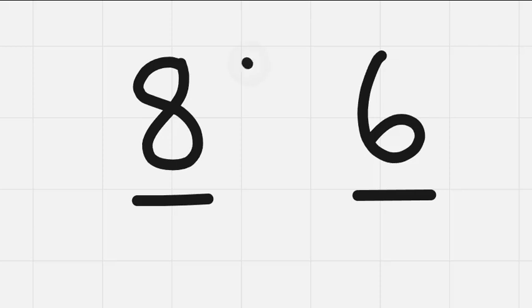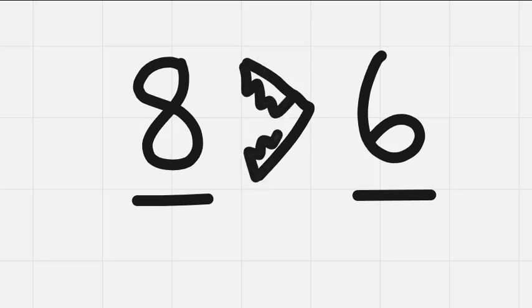The greater than sign looks like this. If you think of it, a greater than sign kind of looks like a mouth. And this mouth, we'll put some teeth on it, will always eat the bigger number. So when you draw a greater than sign, it points to the small number and eats the bigger number.